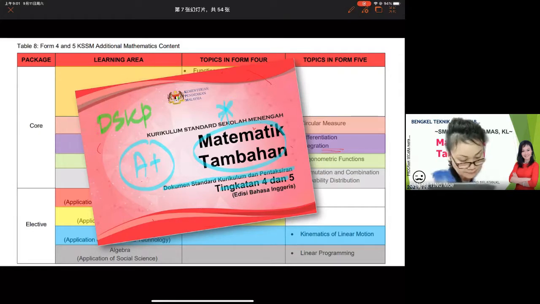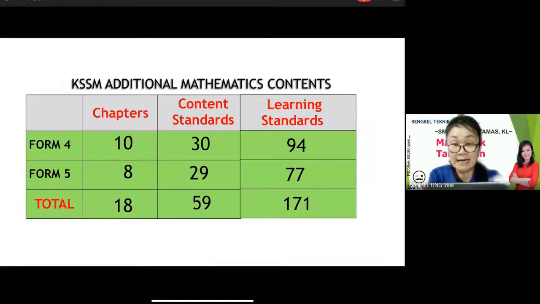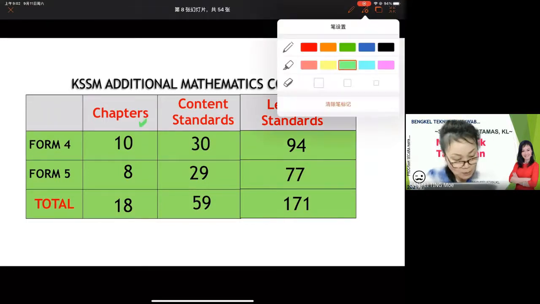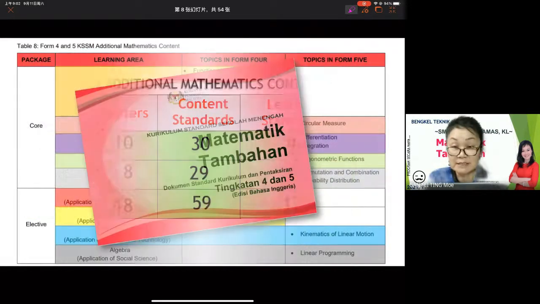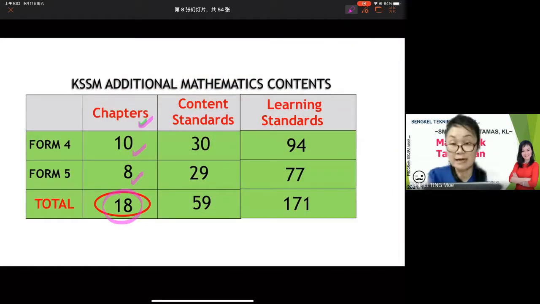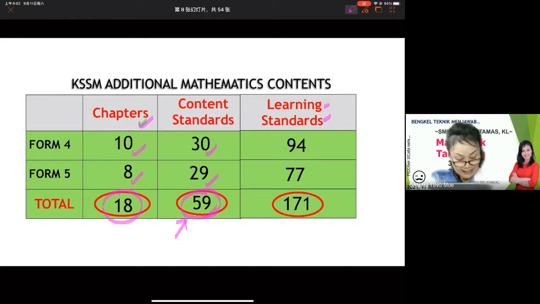Okay, sorry. This is another part which is very important. You say you want to have a better understanding of the chapters. Under here, we have how many chapters? We have about, I take another color, Form 4, 10 chapters. Form 5, 8 chapters. Total, 18 chapters. Then the content standard: we have 30 from Form 4, 29 from Form 5, and the total is 59. What is content standard? I will show you later. Don't worry. Then for the learning standard, we have 94 from Form 4, and 77 from Form 5.